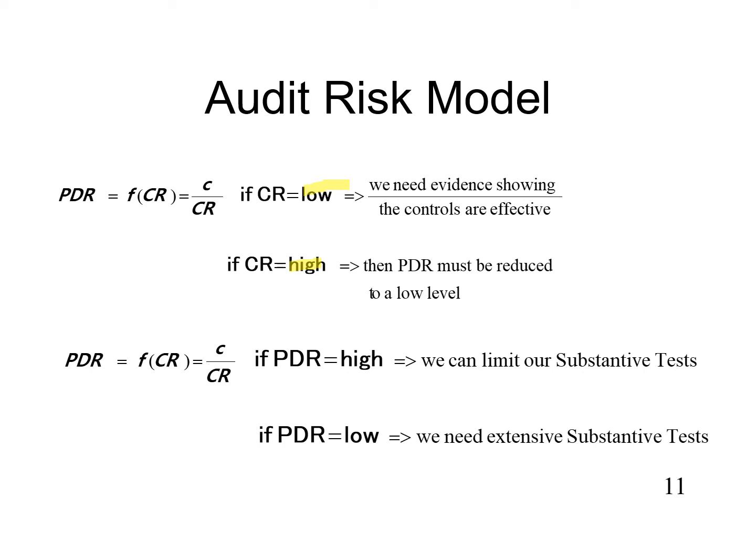If planned detection risk is high, we can limit our substantive tests. If planned detection risk is high, that implies control risk is low, so we're going to rely on their controls. If planned detection risk is low, that implies their controls are not effective, and we're going to have to perform extensive substantive tests.